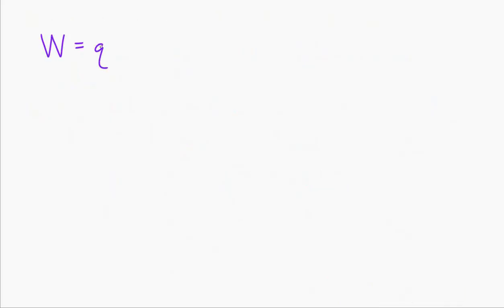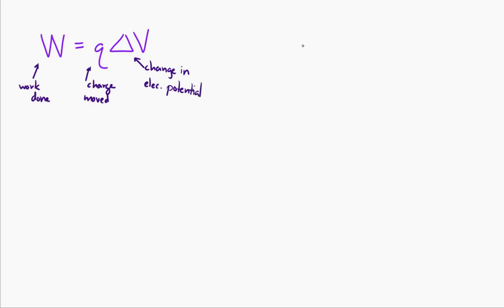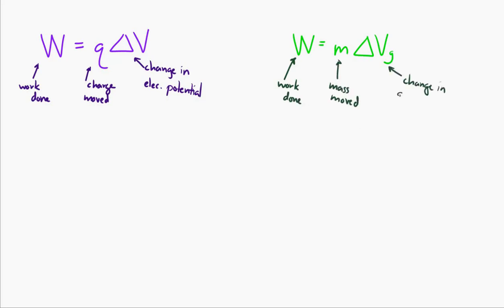We can write expressions for the amount of work that's done in moving between equipotentials. For the electric situations, work is equal to Q times delta V, where Q is the amount of charge that you're moving, and delta V is the change in the electric potential. And W is equal to M times delta Vg, where W is the work that's done, M is the amount of mass that you move, and delta Vg is the change in the gravitational potential.